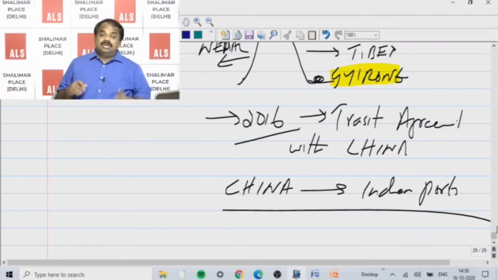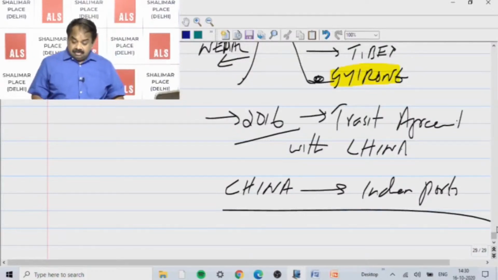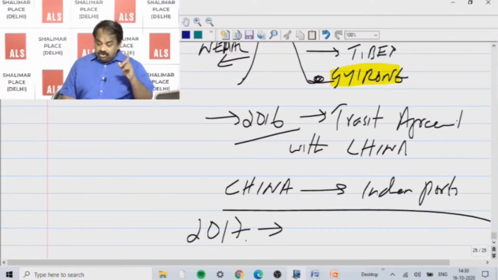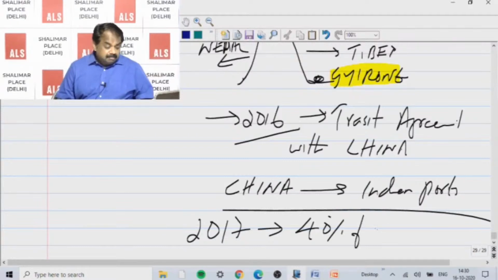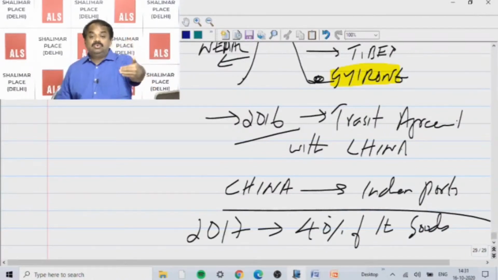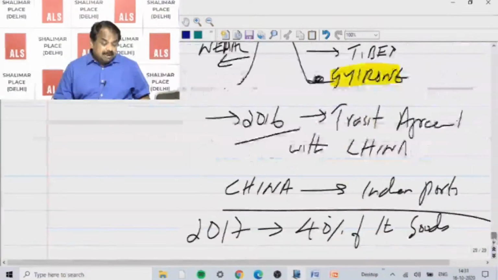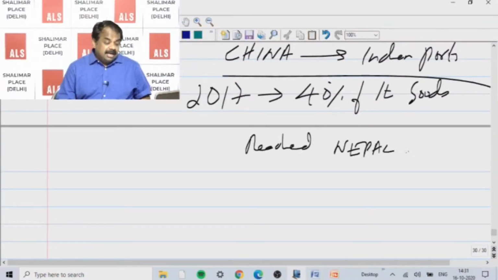Even now, the goods from China to Nepal are coming through Indian ports, but in 2017, 40% of the goods from China came directly, through air or through the border post from China. So 40% of Chinese goods reached Nepal directly.